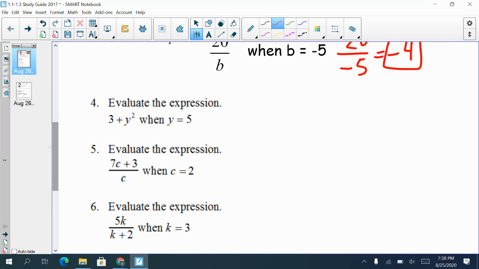All right, let's keep rolling. This will be a quick video if we keep rolling this fast. Evaluate the expression when y equals 5. So 3 plus 5 squared. 5 squared is 25. So 3 plus 25 is 28.